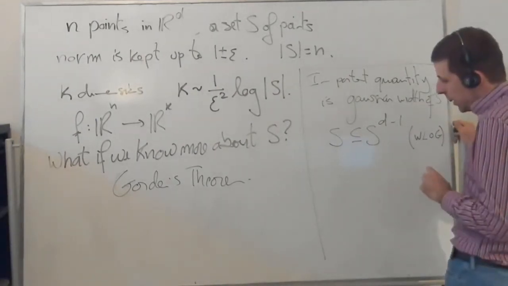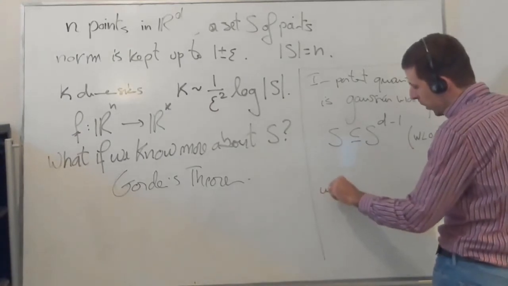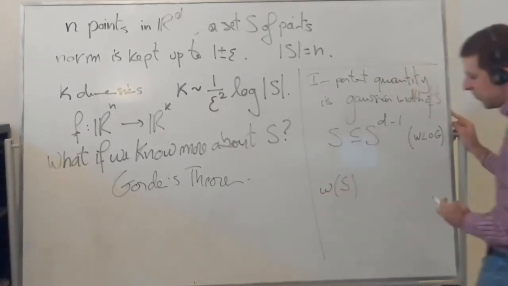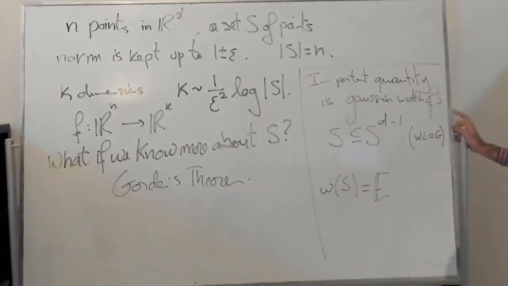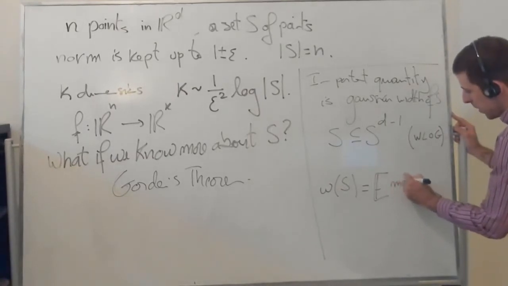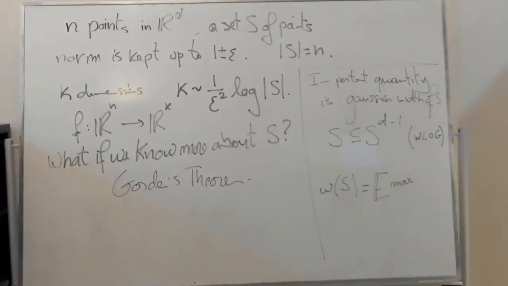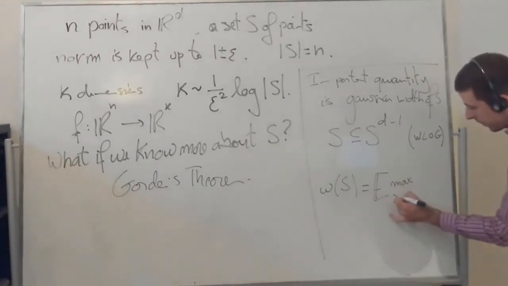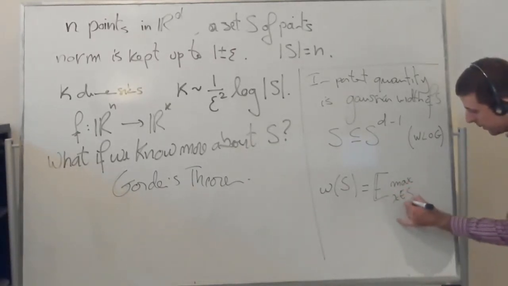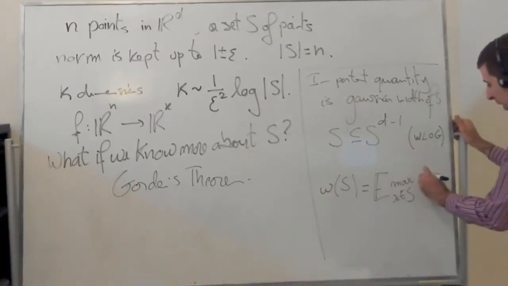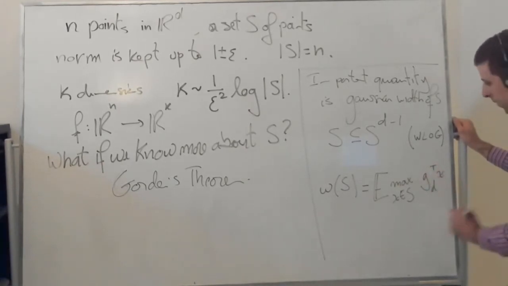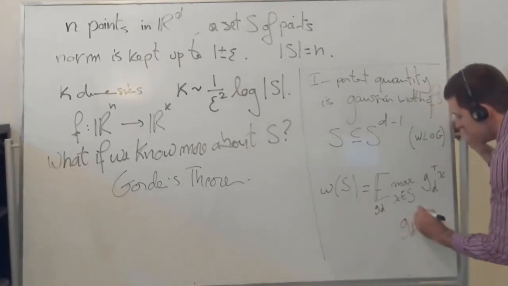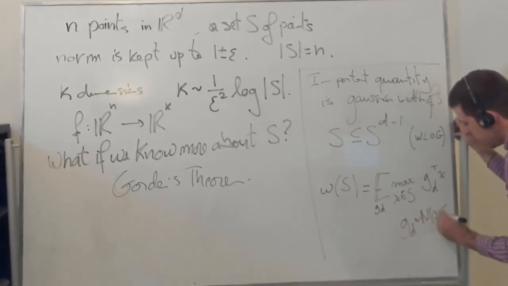And so without loss of generality, we're going to have this, and the Gaussian width is going to be the following. The Gaussian width of a set S is going to be the expected value of the maximum, over the vectors x in the set S, of the inner product between a Gaussian random vector in d dimensions and x, where this expectation is taken over the vector g, and g is just a standard Gaussian vector in d dimensions.